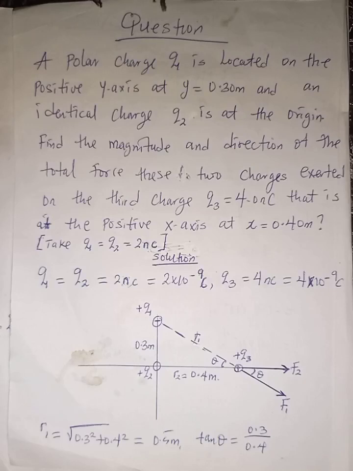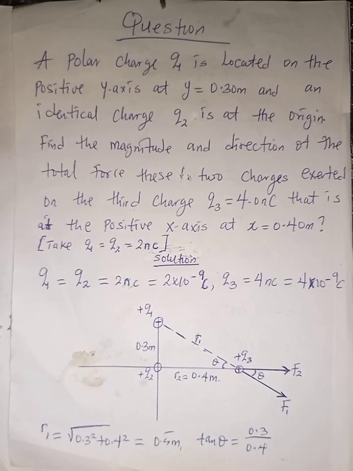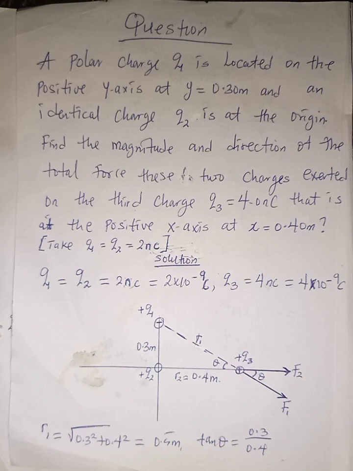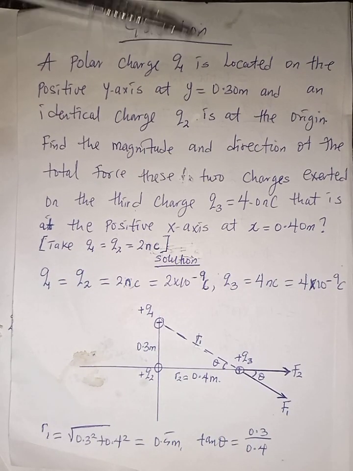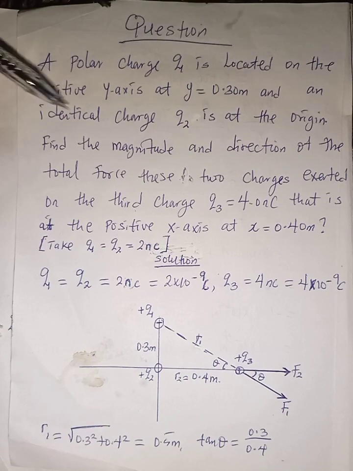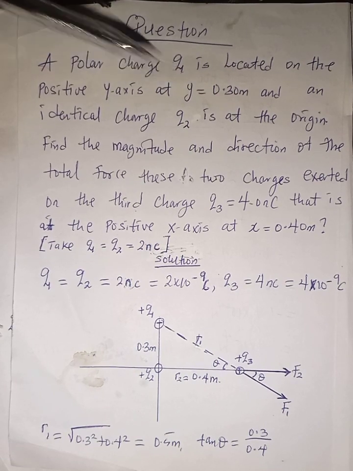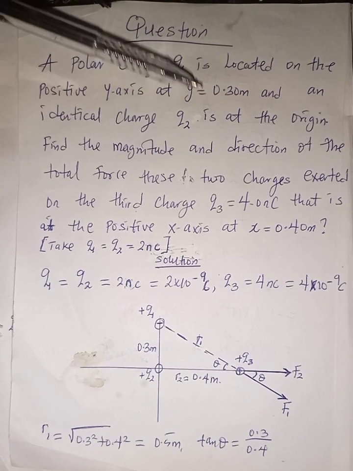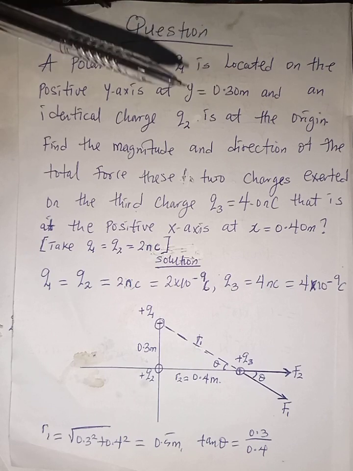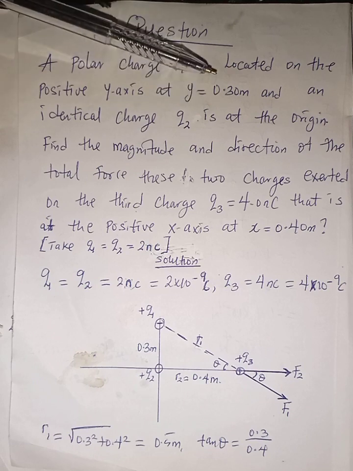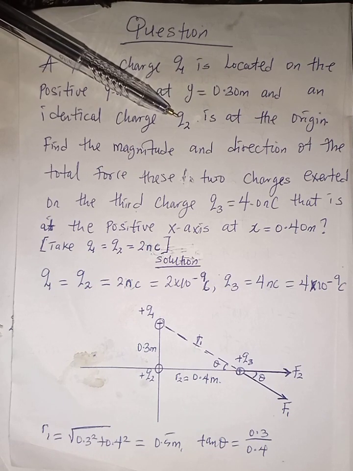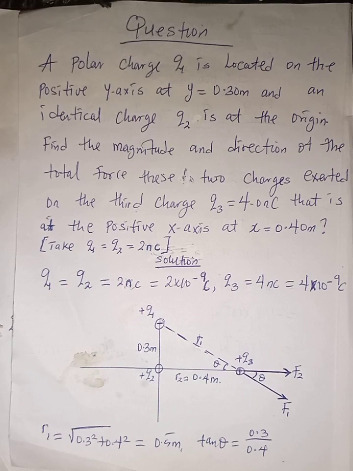Good day, students. Today we have a very important question in physics. The question is: a point charge Q1 is located on the positive y-axis at y equals 0.3 meters, and an identical charge Q2 is at the origin. So one is at y equals 0.3, the other is at the origin, but they are identical. I mean, they are the same.